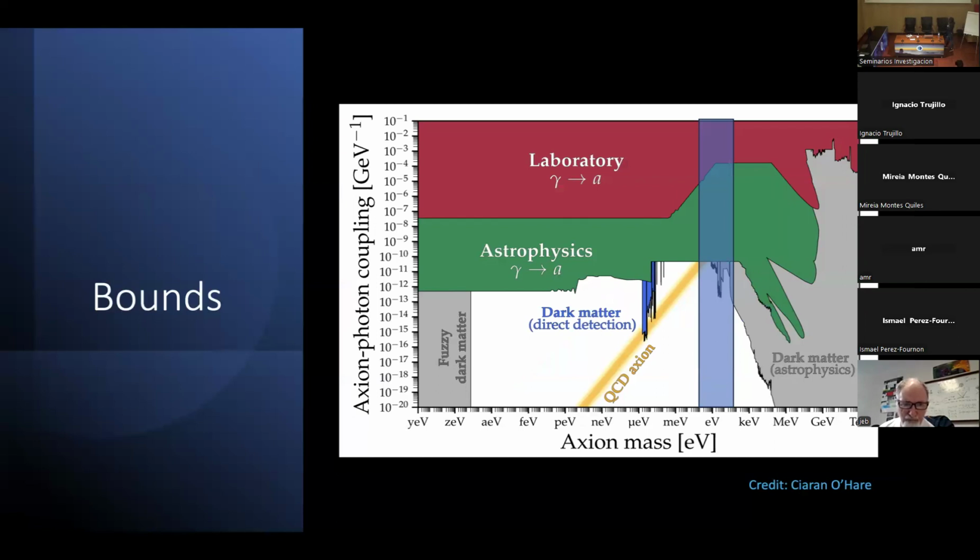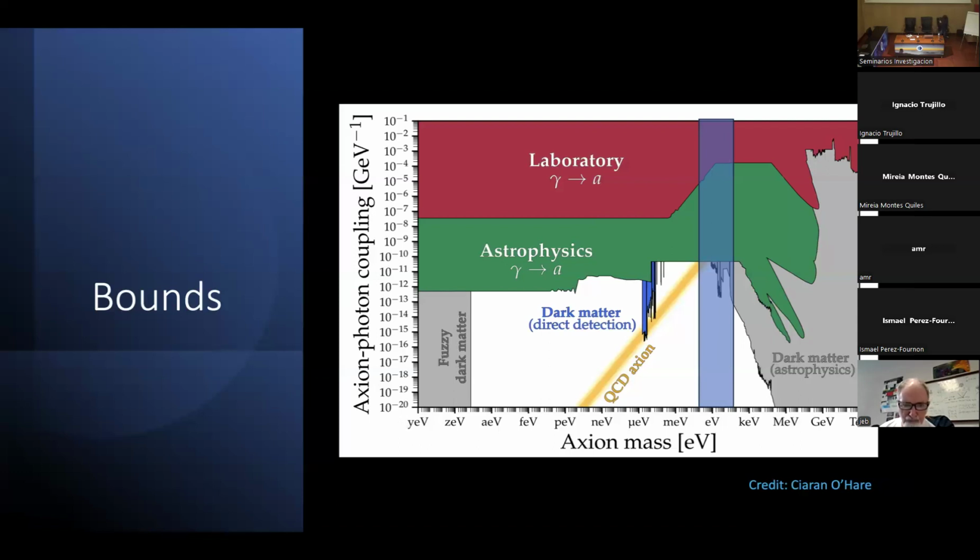Here, notice there are 38 orders of magnitude in mass that we can have. So that's a lot. In red, we have laboratory searches. Here you have the case in which photons can be converted into axions. That's what happens at CERN, for instance. That's what they're trying to do. I will tell you more later. Then you have astrophysical searches, where you have photons inside neutron stars or the sun, and they can be converted into axions. And that's the green one.